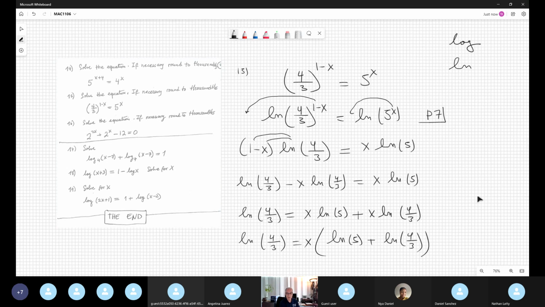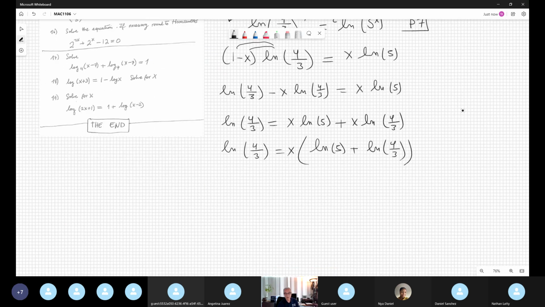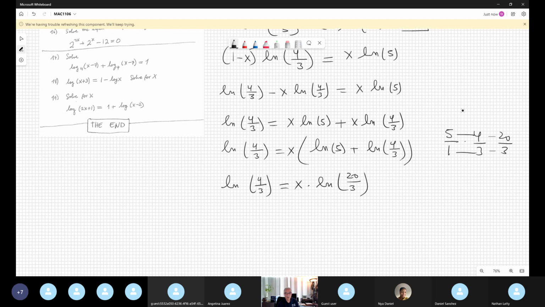And at this moment, if you want, you can condense these two logarithms into only one. Why not? It is x times the logarithm of the multiplication, 20/3. Makes sense, right? 5 times 4 is 20. You multiply 5, which is your whole number, by 4, and the 3 stays: 20/3.